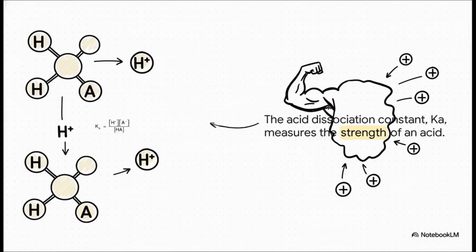So our first tool is something called the acid dissociation constant, or Ka for short. All it is really is a measure of how strong an acid is. A bigger Ka just means a stronger acid, one that's more eager to give away its proton. Think of it as the raw data, the spec sheet on just how acidic that group is.